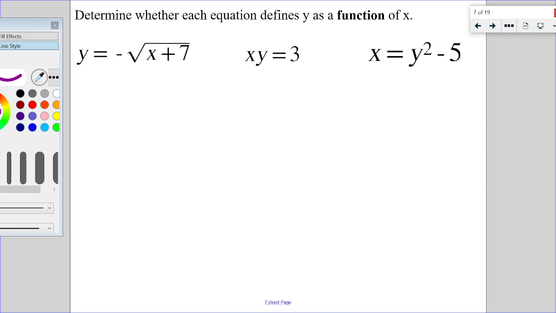I'm going to skip the first one for a minute because that's actually the one I was kind of referring to that I want to have an in-depth conversation about. So let's go to that second one up there. It says xy equals 3. What do you think? Function or not a function? It is a function. Yeah, that one is actually a function. If I were to solve that for y, I would have y equals 3 over x, and it's a function.